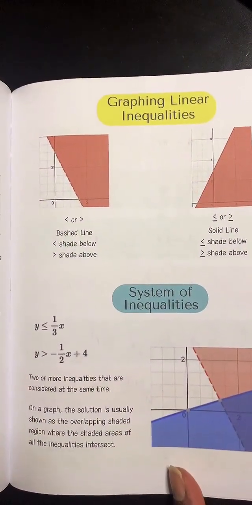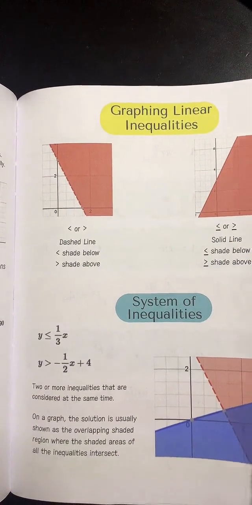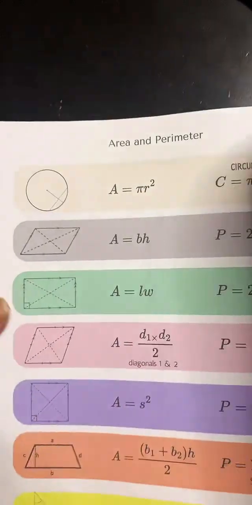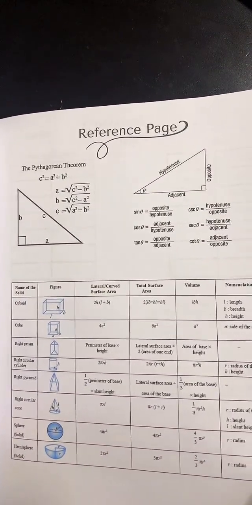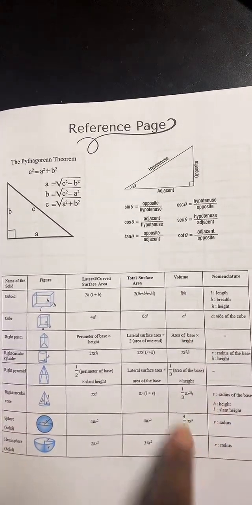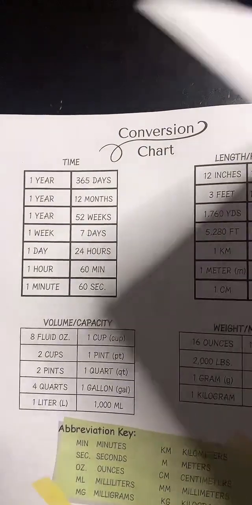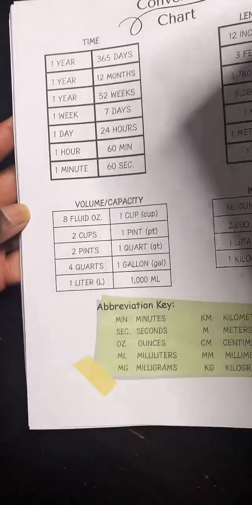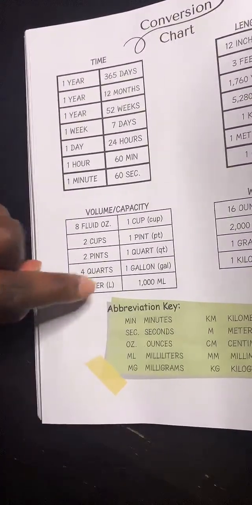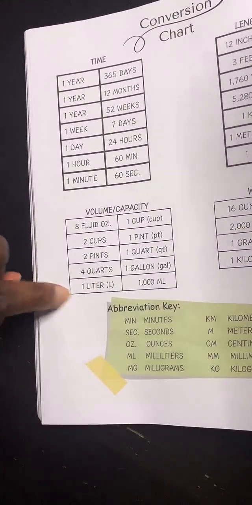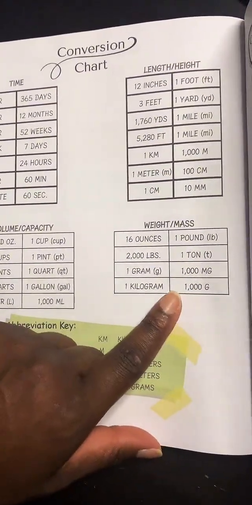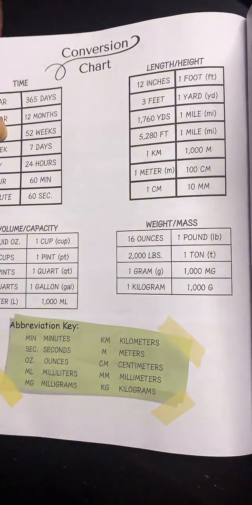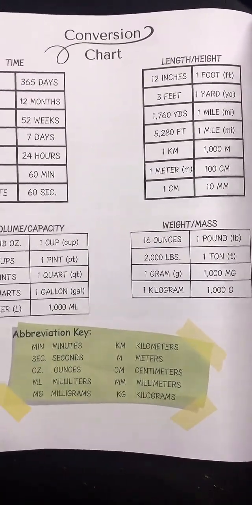Then you have your graphing, your linear equations, system of inequalities, system of equations, area and perimeter, Pythagorean theorem, and trig, volume, surface area, and last but not least, the conversion chart. Especially for those that are going into nursing, you need this, especially from liter to milliliters, then also your mass and weight. You definitely need all of that, just to give you that.